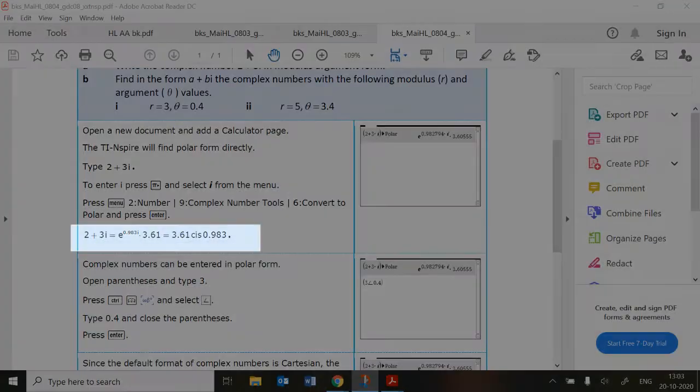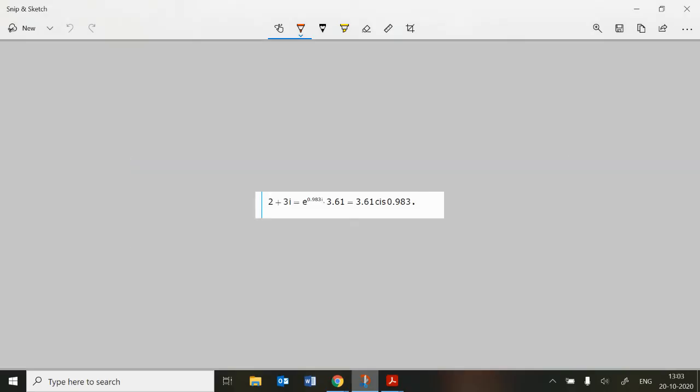Okay, so it's giving this thing here. And your calculator will give you this. It will not give you this. And this is in fact yet another form. And this is called Euler's form. So it's putting complex numbers in terms of exponentials here. And this is another use for the number e in mathematics. But this is equivalent to this.